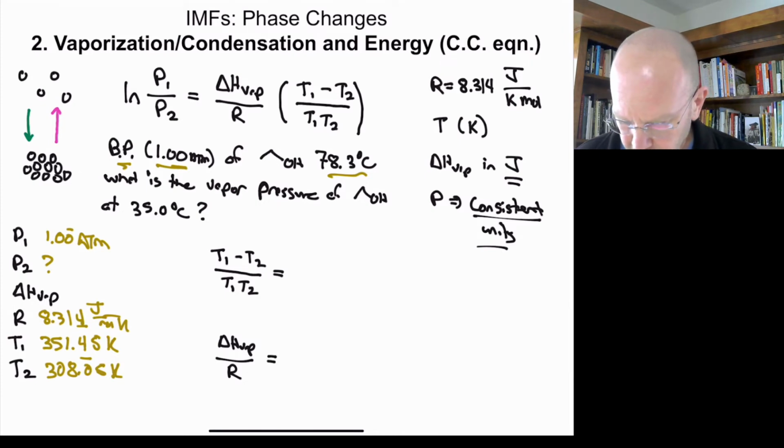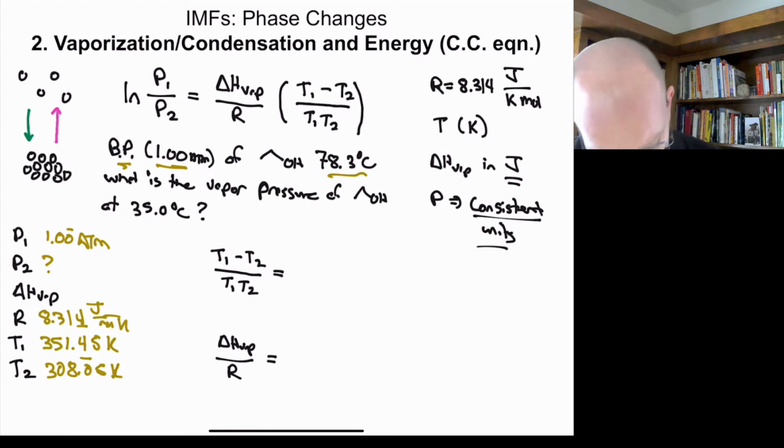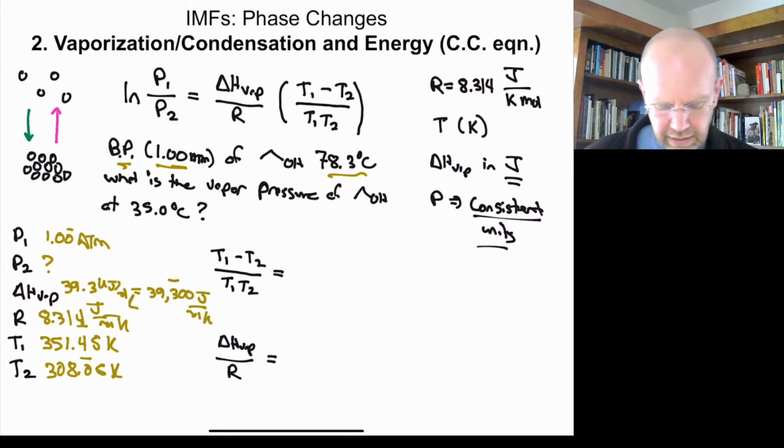And the heat of vaporization of ethanol is something that we would have to look up. And so when I look it up, it says it's in the table, it's 39.3 kilojoules per mole, which is the same as 39,300 joules per mole Kelvin. Okay, and we have 3 significant figures in that number as well.